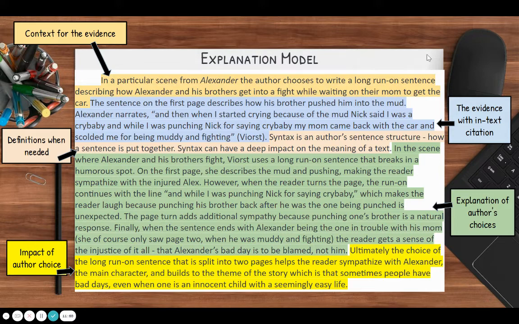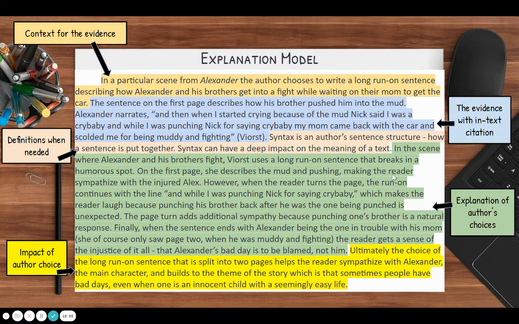So, first, we provide context for the evidence. We have to say what page this comes from, or what's going on in the page that we're taking it from. Then we have the evidence itself with that in-text citation. So make sure that you've got that in-text citation, especially if you did not mention the author's name in the signal phrase, put the last name in the parenthetical. I provided a definition of the word syntax. It's helpful to have the definition there just to make sure that your reader's on the same page as you are.